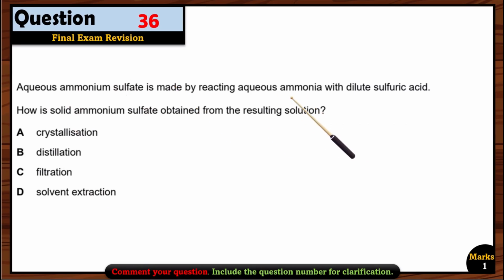Question 36. Aqueous ammonium sulfate is made by reacting aqueous ammonia with dilute sulfuric acid. How is solid ammonium sulfate obtained from the resulting solution? Aqueous ammonium sulfate is made, which means this salt is soluble, right? So our product is soluble, and now we have to get the pure one. How can we get it? The only answer is crystallization. We will evaporate it so that the water is evaporated and we can just get the crystals of ammonium sulfate. So option A is the right option here.